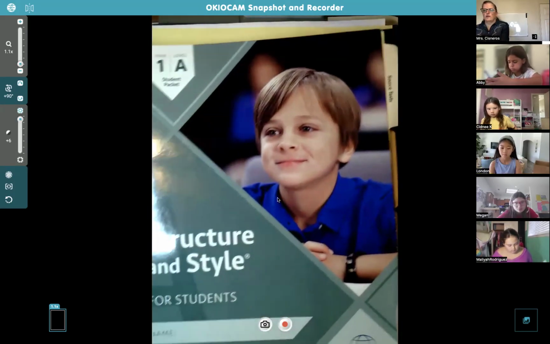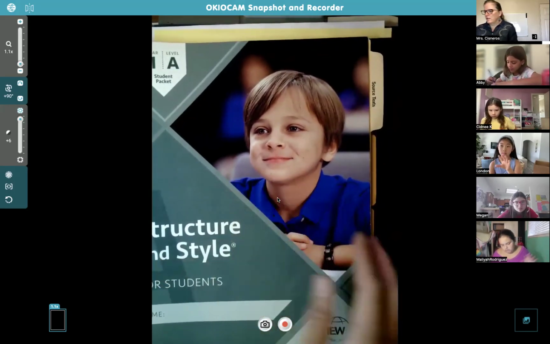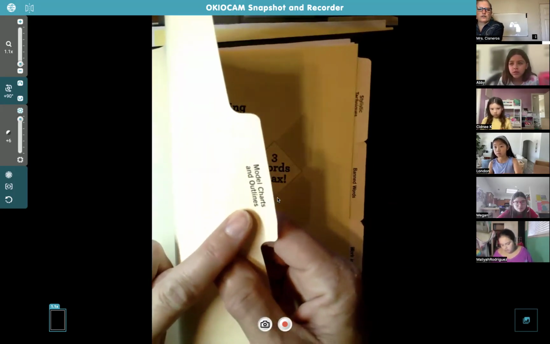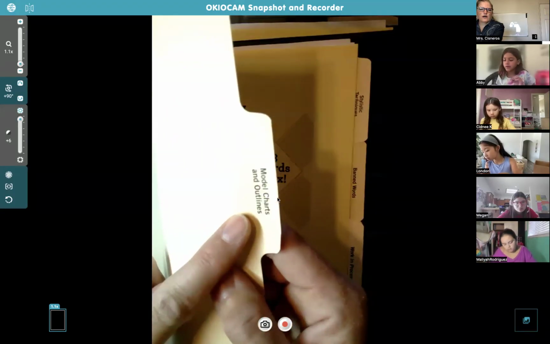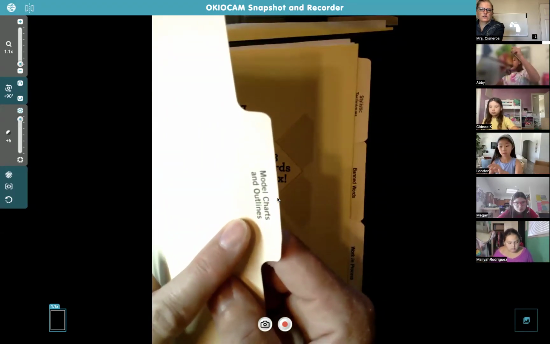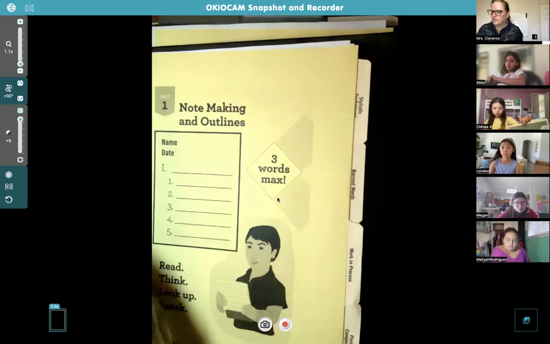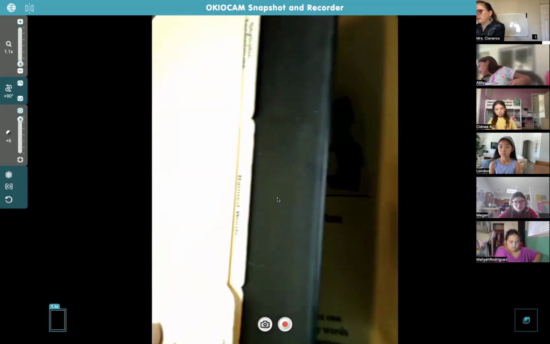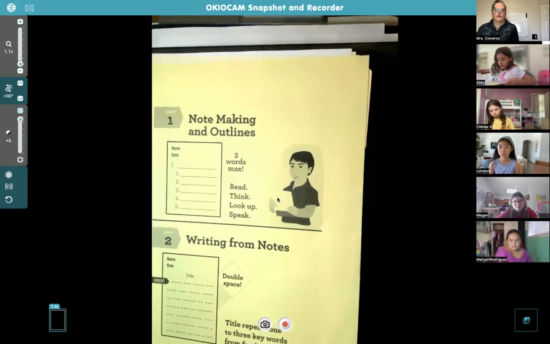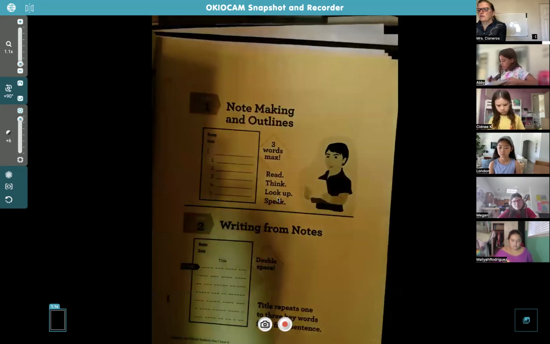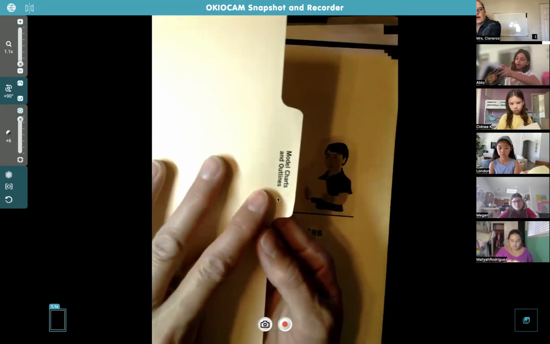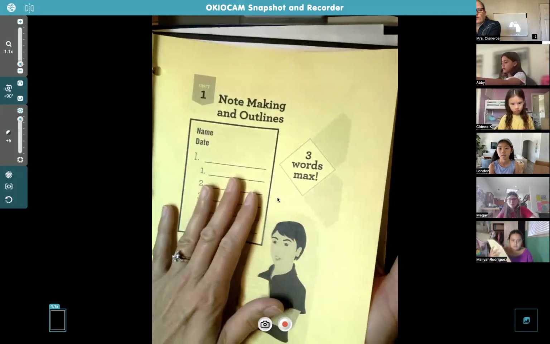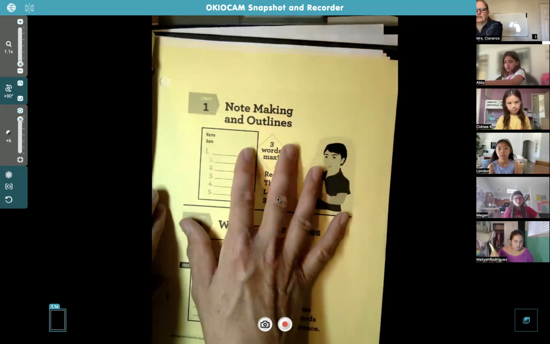In your writing binder, this one, there's a tab that says Model Charts and Outlines. You see that one? When you get to that tab, you're going to see a yellow page in there. I want you to put this other yellow page behind that right here. So it goes behind the tab that says Model Charts and Outlines. That's the tab in the back of your binder. You'll see this one from before. That's an old one. You're going to go behind that one and then stick this one in there.